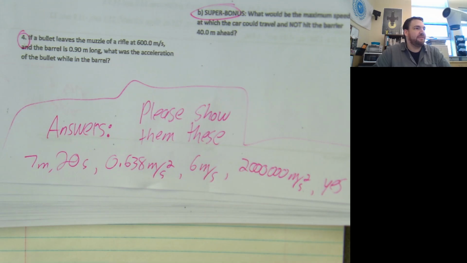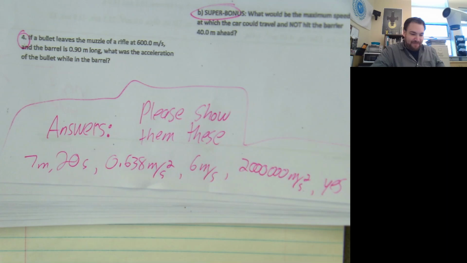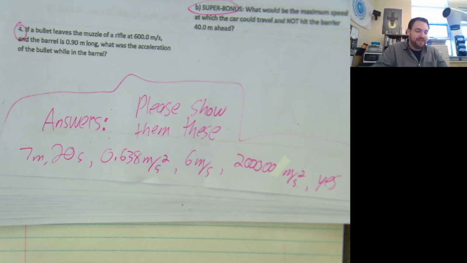Yes, Yuli. Yes, I will do the super bonus question. Everyone take a look at, while you copy these or take a picture of it. 7 meters, 20 seconds, 0.638 meters per second squared. 6 meters per second squared, 2 million. Is that right? That can't be right. Nope, it's not right. My apologies. I added one more zero. 200,000 is what that should have been, not 2 million meters per second squared. And yes, there was only one yes, no question on there, so that one should be a dead giveaway.